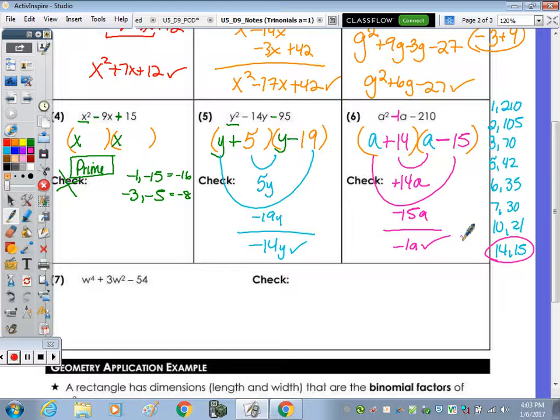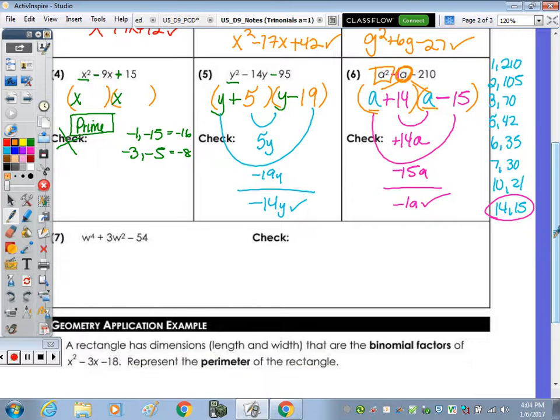Number 7 is different. If you notice in all the other examples, the term that's in the middle is what's in the parentheses, and its product, a times a, is here. So the term that's in the middle is going to be what starts your parentheses. So this one's going to start with the w squared.